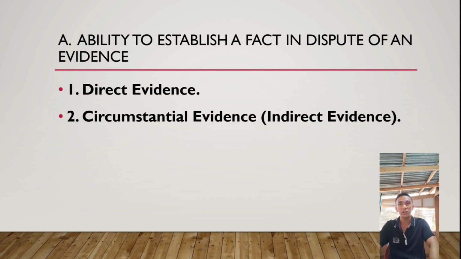First, there is more than one circumstance. So it should be more than one circumstance. The second one, the facts from which the inferences are derived are proven, and the combination of all circumstances is such as to produce conviction beyond reasonable doubt. So those are the following requisites that must be present in circumstantial evidence.